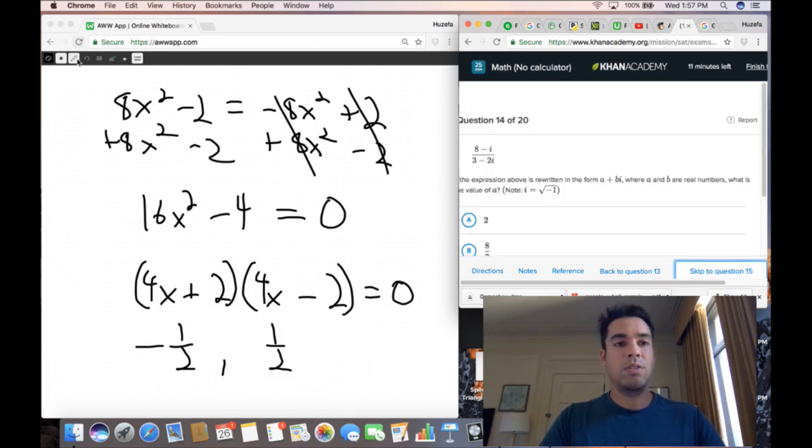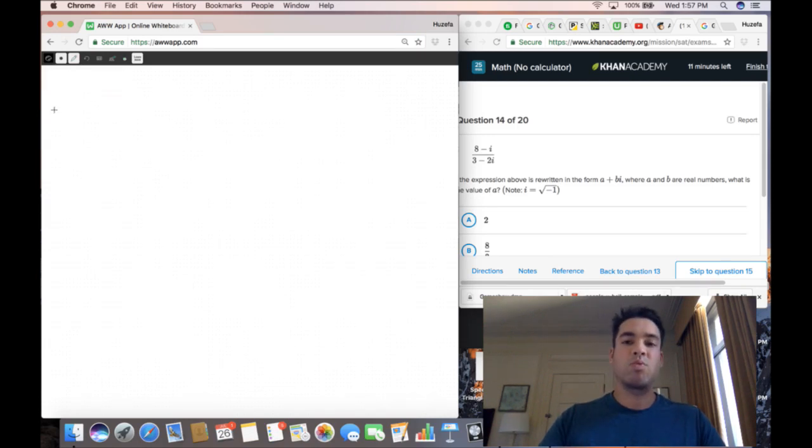So 15, here we go. This should be one of the hardest, and then it's going to get easier. And we're doing pretty well, actually, on time, because we've got 6 questions left. The expression above is rewritten in the form a plus bi. What is the value of a?